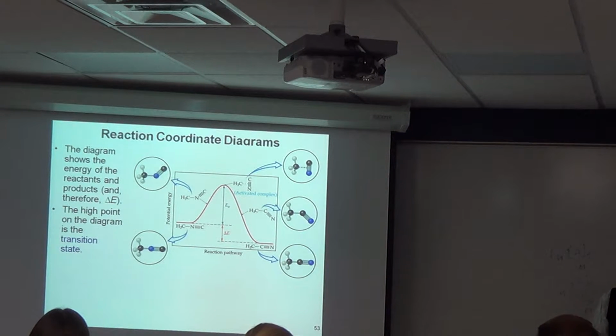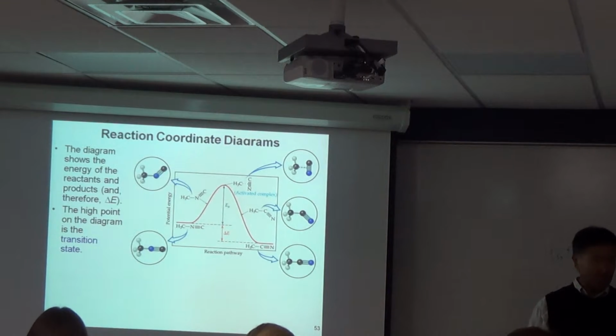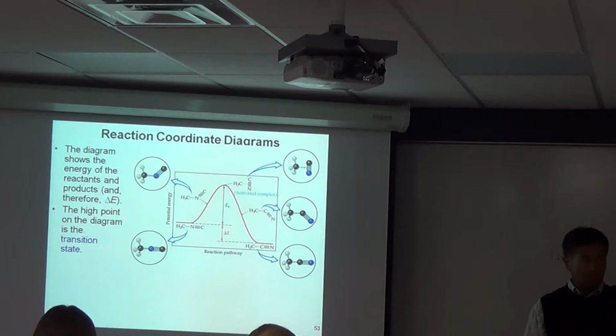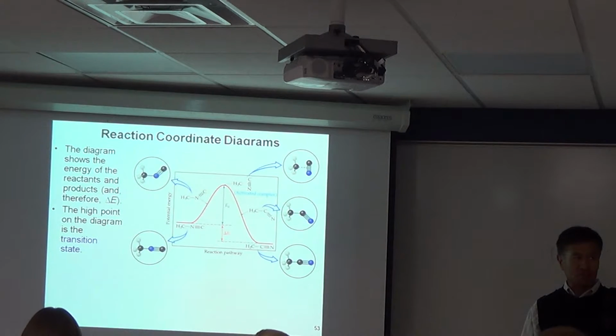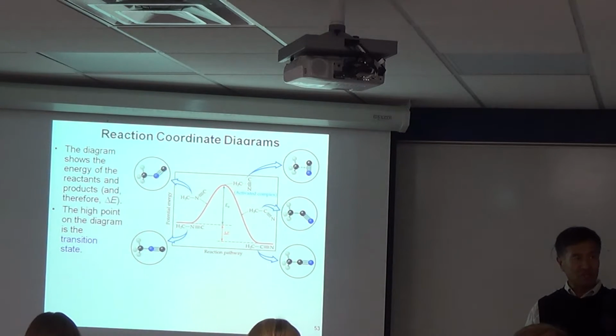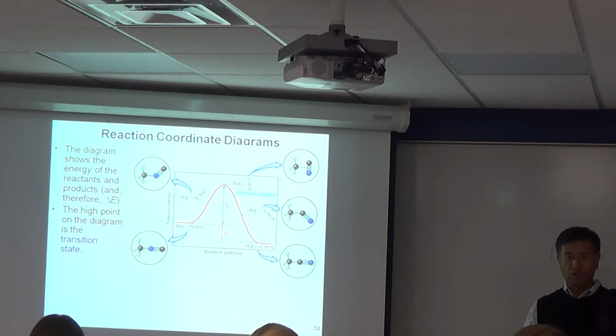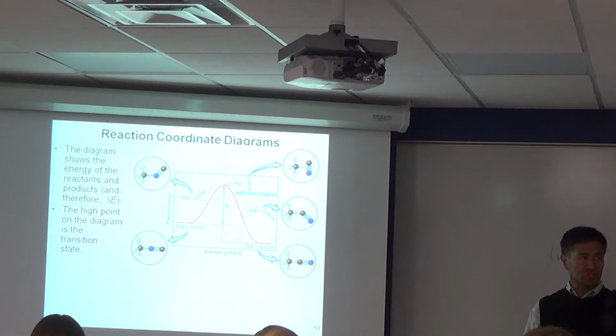So the highest point in the diagram is called the transition state. Okay? That represents the point of highest energy along this reaction coordinate. So we call that a point of energy corresponding to the transition state.